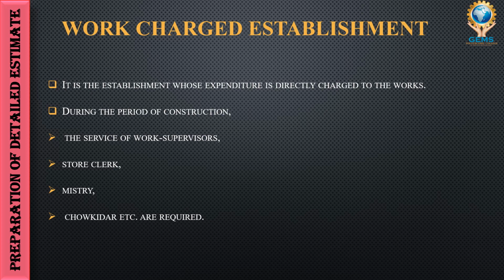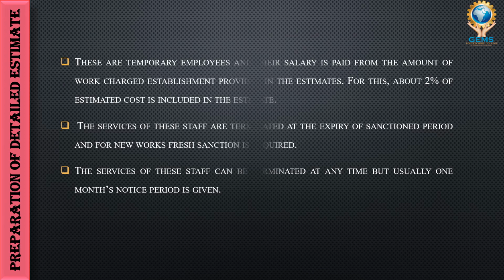So for these people, the supervisors, store clerk, mistry and chowkidar, we need to give money, right? That money should also be included in the detailed estimate. These are temporary employees, and their salaries are paid from the amount of work charged establishment provided in the estimate. How much percentage are we giving? We are giving 2% of the estimated cost for these people.